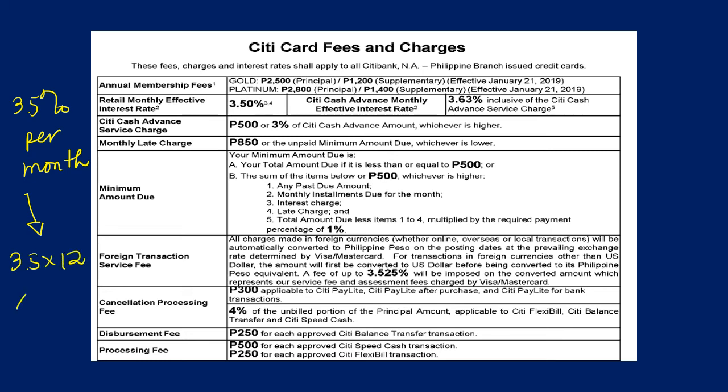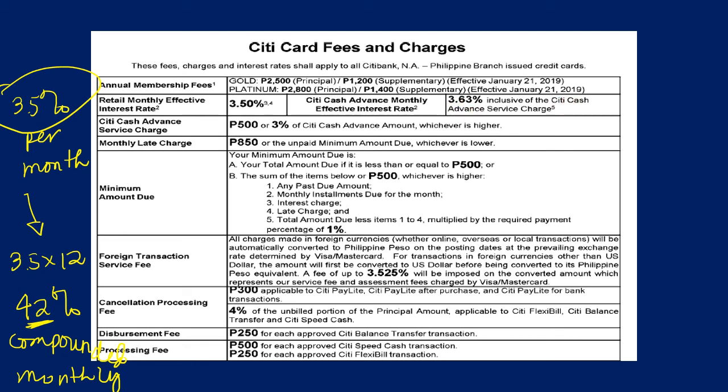So annually, this means 42% compounded monthly. So it's really high. Actually, the Philippines is one of the countries with very high interest rates when it comes to credit cards. Of course, they will just show you the 3.5%, but annually, it means it's really 42% compounded. And also, if you take a look at this one, you even have a bigger interest rate when you use cash advance.